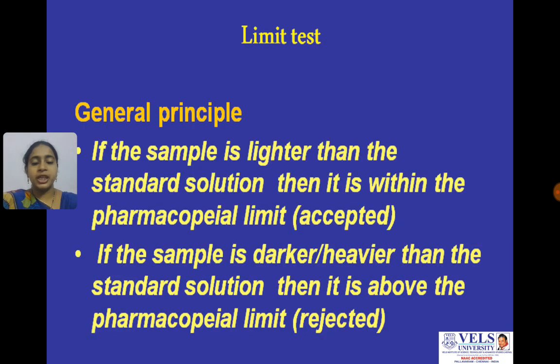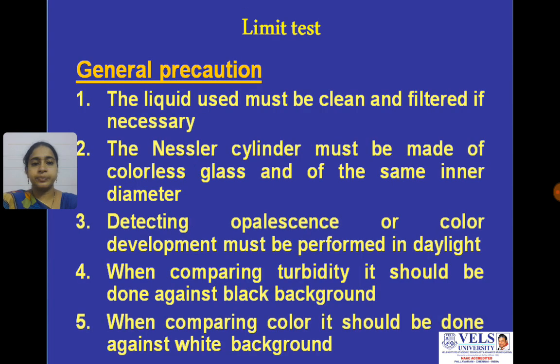The general principle involved in the limit test is, if the sample intensity is lighter than that of the standard, then it is said that the impurities are within the pharmacopoeial limit and the sample is accepted. If the sample is darker or heavier than that of the standard, then the impurities are above the pharmacopoeial limit and the sample is rejected.